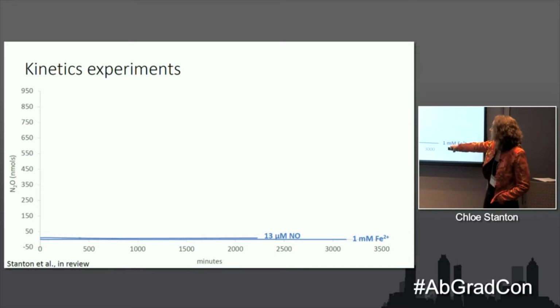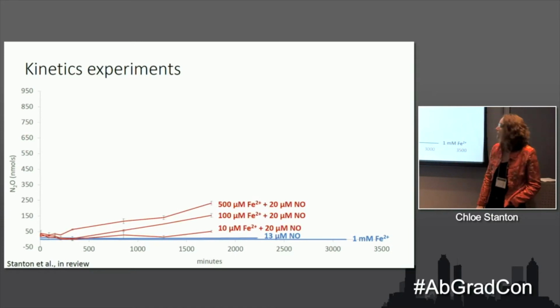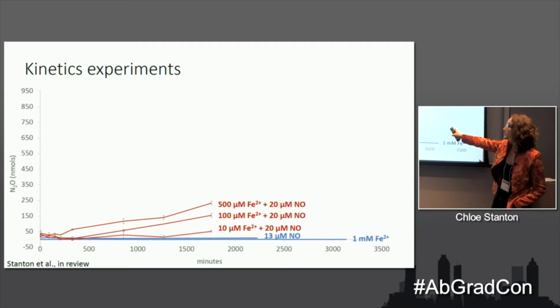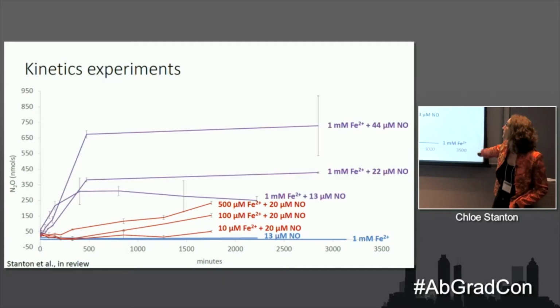So with single substrates, you only see very minimal nitrous oxide on the y-axis produced over time on the x-axis. However, if we start increasing the reactant concentration, holding nitric oxide constant here, you see increased nitrous oxide production as we increase iron concentrations as well. Then holding iron constant, you see the same effect if you increase nitric oxide concentrations as well.